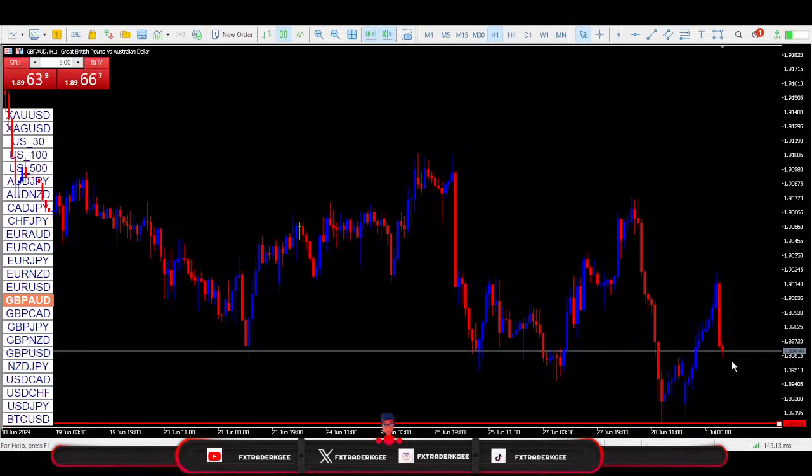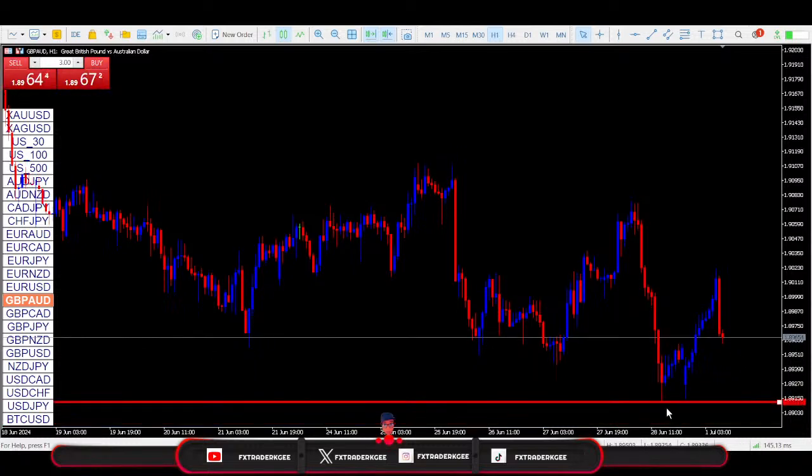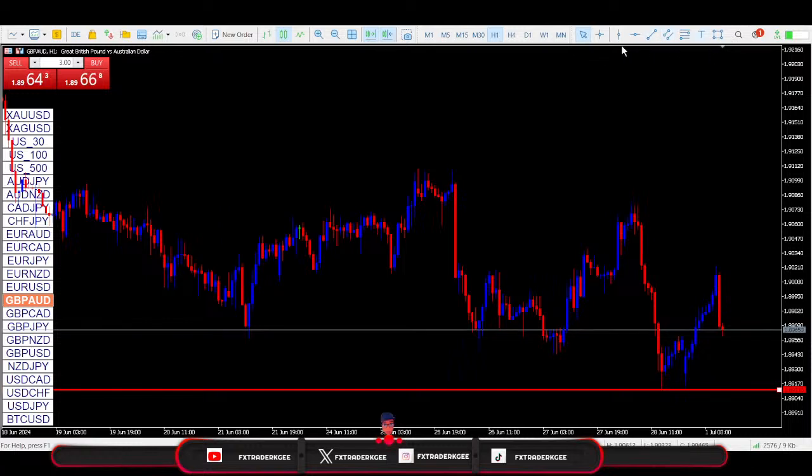So as long as this move downward does not break below this price level here, it's very okay and very easy for me to look for an entry. I think that is what I am going to focus on, GBP Australian dollar, and then wait for an opportunity to take a buy order. And you can actually do that, so there's no but here. All right, so I think that's that for GBP AUD.